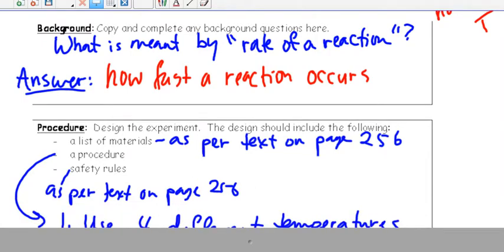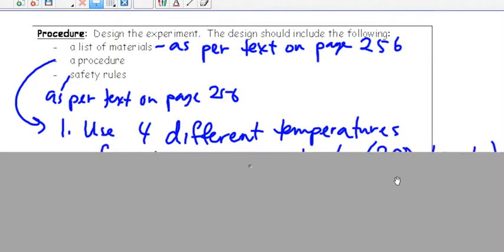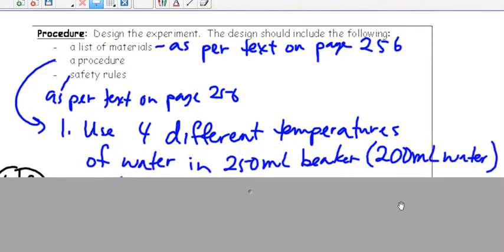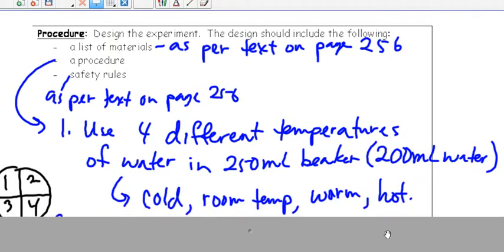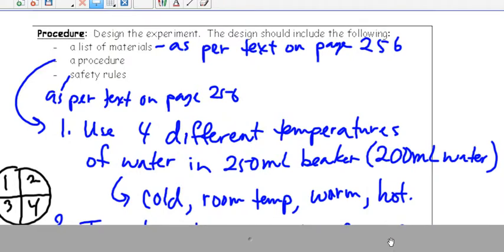You need to wear goggles. We're going to use 4 different temperatures of water in a 250 ml beaker. Put about 200 mL of water in there. It's a 250 ml beaker, but you don't want it right up to the top. You want it to be about 200 mL. And basically 4 different temperatures, so kind of cold, room temperature, warm, hot. So in terms of cold, you can even just use tap water. It's fairly cold as well.